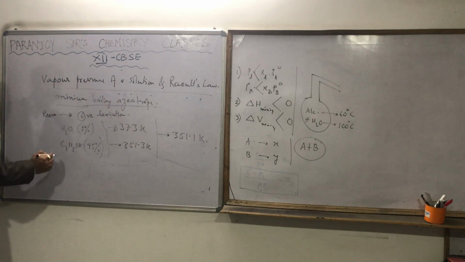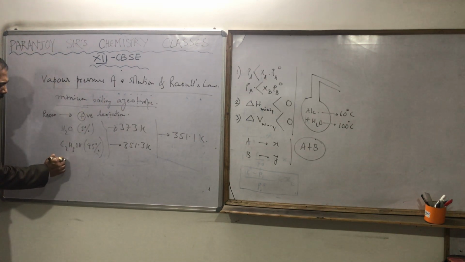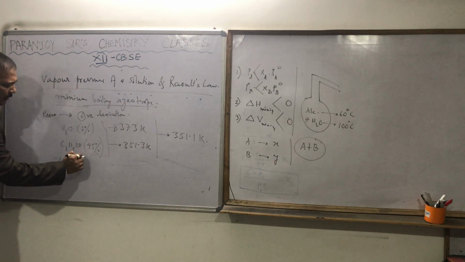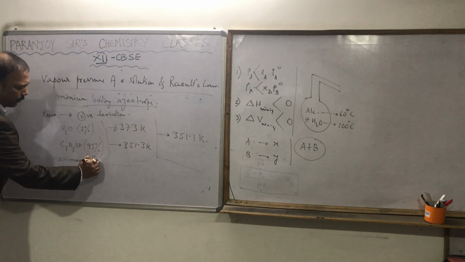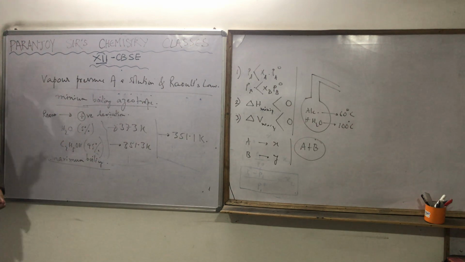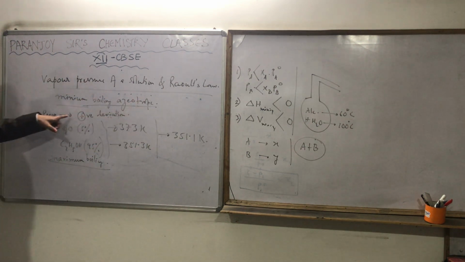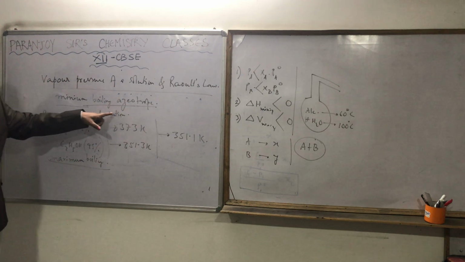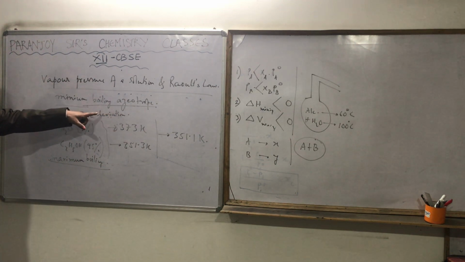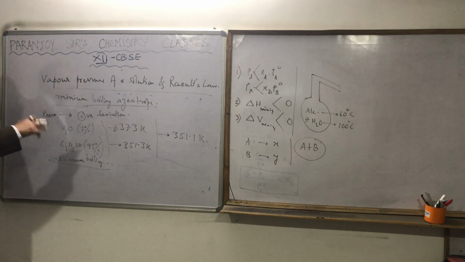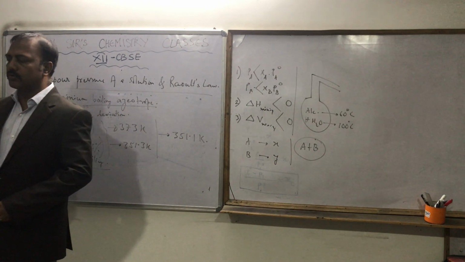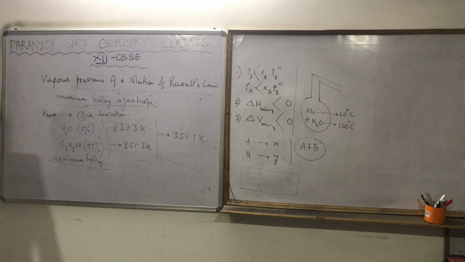And obviously the second type will be the maximum boiling azeotrope. When will the maximum boiling azeotrope be seen? The minimum boiling azeotrope is seen when the deviation from Raoult's law is in the positive manner. And if it deviates in a negative manner, that is going to show the maximum boiling azeotrope.